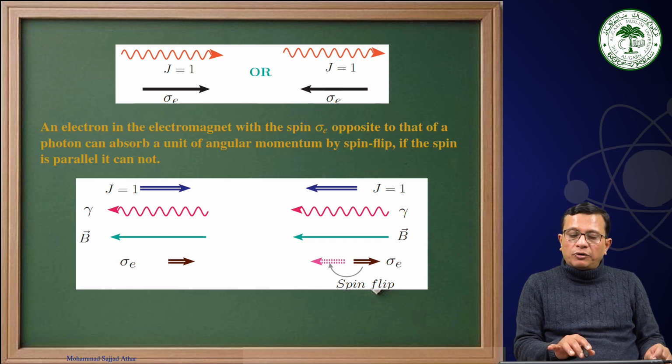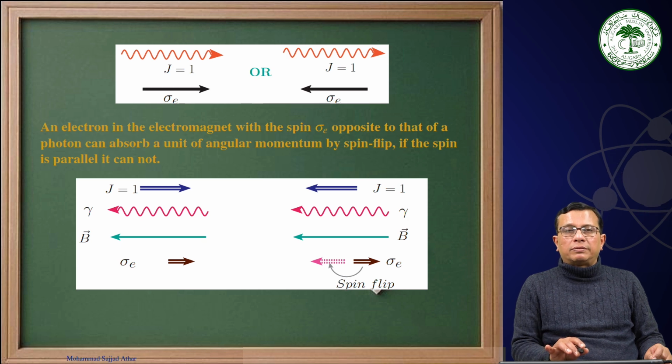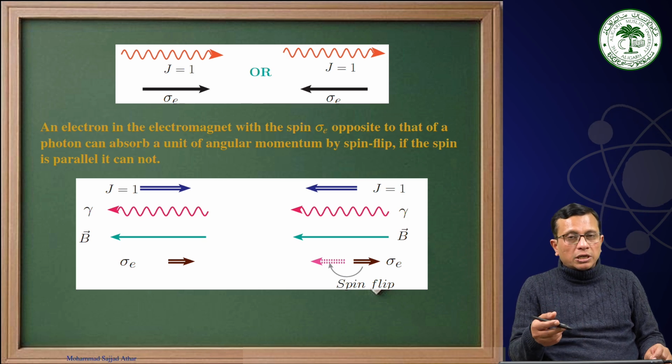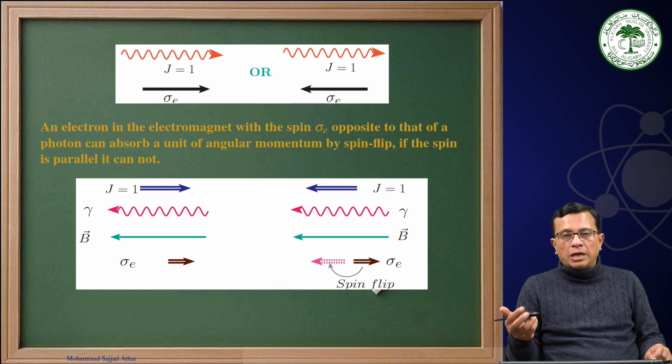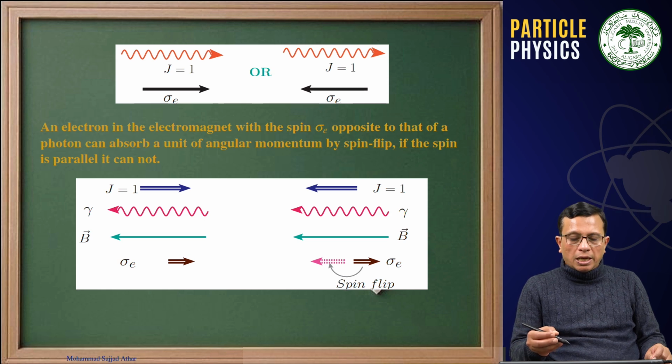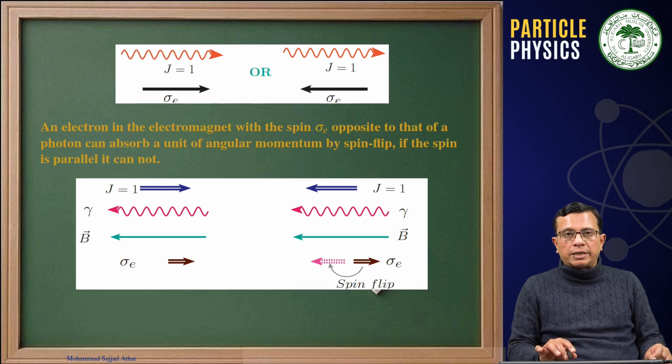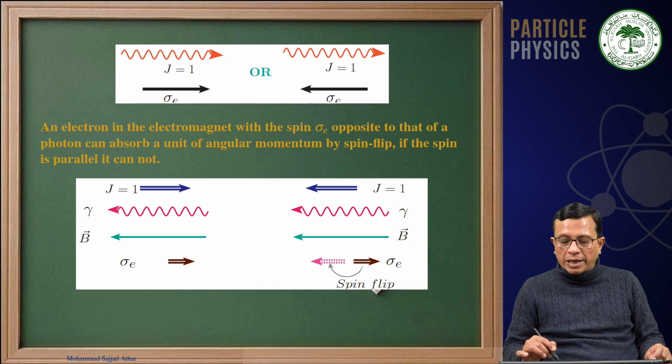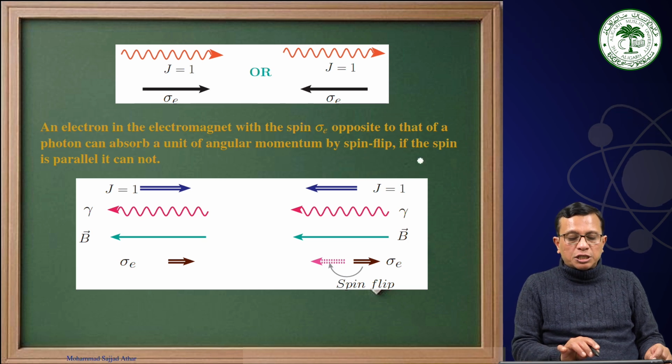Therefore, a photon whose spin is in the direction of the spin of the electron cannot be absorbed, because the electron's spin is half, and its angular momentum is half. This can only happen when the spin of the photon is in the opposite direction of the spin of the electron. Therefore, an electron in the electromagnet with the spin sigma opposite to that of a photon can absorb a unit of angular momentum by spin flip like this, which I have shown. If the spin is parallel, it cannot do that.